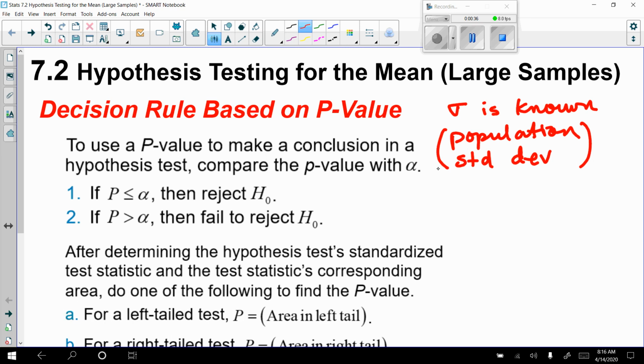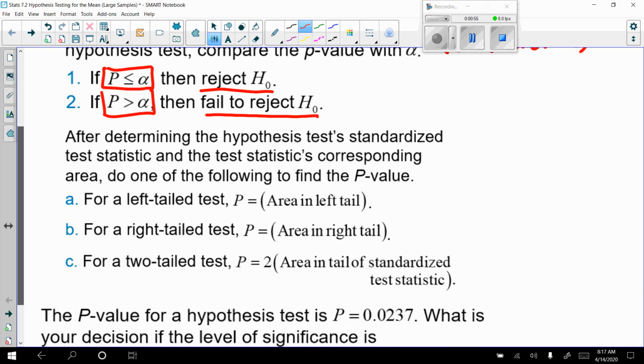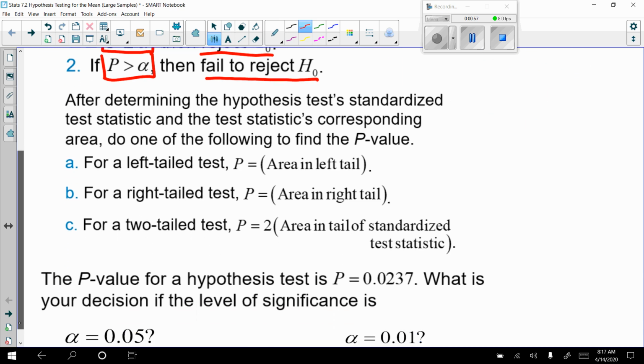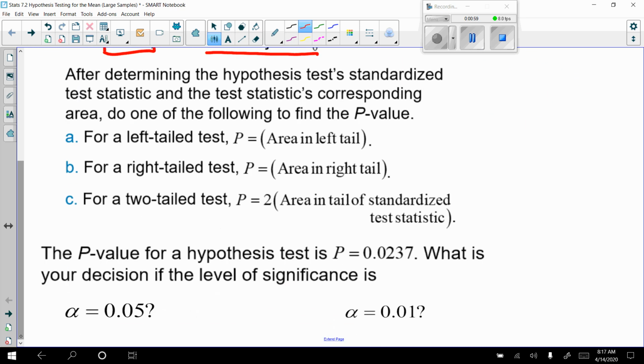So we're going to use the rules that we discussed in 7.1 to find a p-value and then compare that p-value to alpha, the significance level, and decide whether we reject the null hypothesis or fail to reject the null hypothesis. Okay, so this is just a reminder of all the steps that we learned in 7.1.